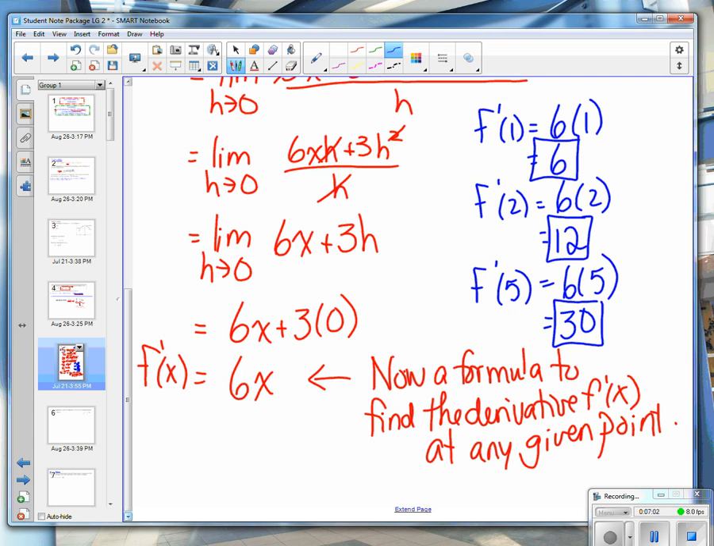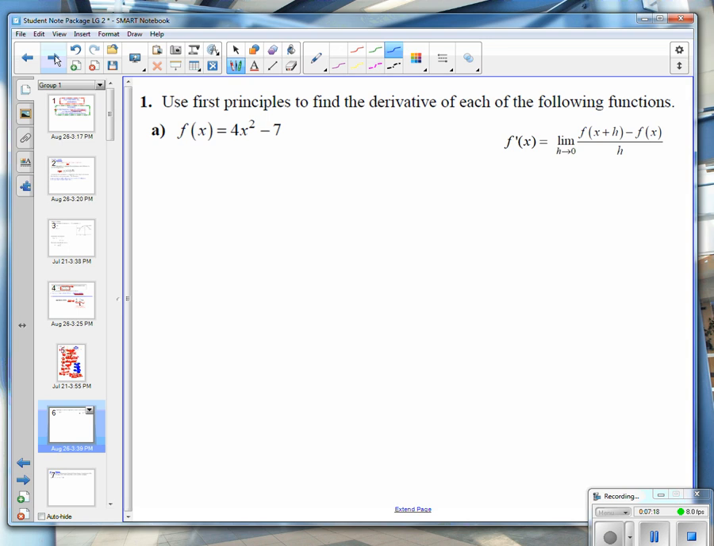Now, some of you might be like, okay, I can find it, but I don't really know what it means yet. Don't worry. When we start to get a little bit more comfortable with how to use this formula, then we're going to talk about the application of this and take a look visually at what this represents. So let's again just keep practicing this formula. It's saying using first principles. So again, same thing, to find the derivative of the following functions.